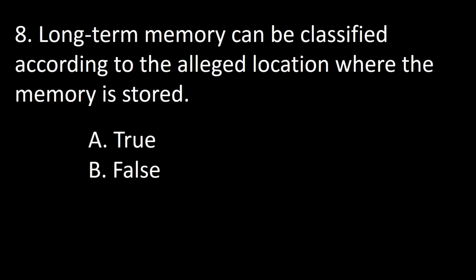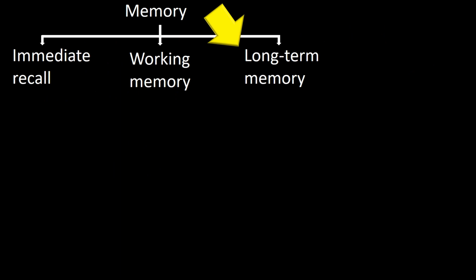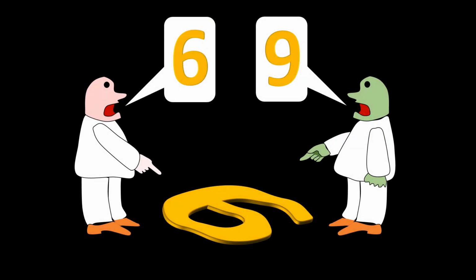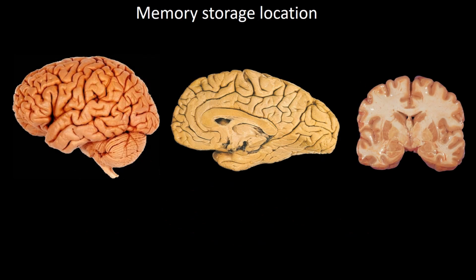Next question. Long-term memory can be classified according to the alleged location where the memory is stored. A, true, B, false. Long-term memory can also be classified according to the alleged location where the memory is stored. But this classification is even more controversial than all the other three classifications we have already spoken about, and like all others, lacks universal approval. In this new frame, I have included 3 brain specimens to list the alleged stored locations of the different types of memories.